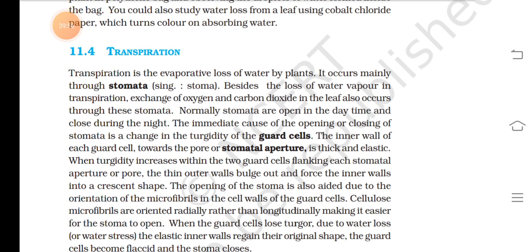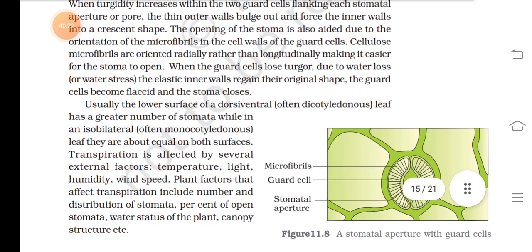Cellulose microfibrils are oriented radially rather than longitudinally, making it easier for the stoma to open. When the guard cells lose turgor due to water loss or water stress, the elastic inner walls regain their original shape. The guard cells become flaccid and the stoma closes.